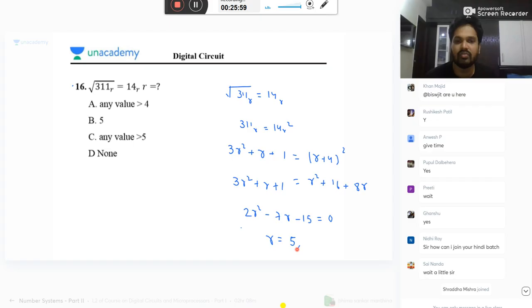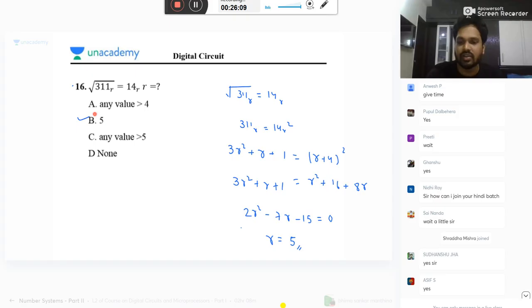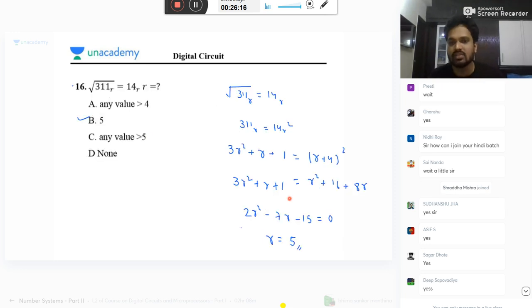This is true for 5 only, not for any value. Is it clear? This is not true for all the bases. You will be getting this true for only base 5. You understand the difference between the previous question and this question. Here it is true for any value of r, LHS equal to RHS. Here this is true only for r equal to 5. So these are the two different ways he can ask you the question.